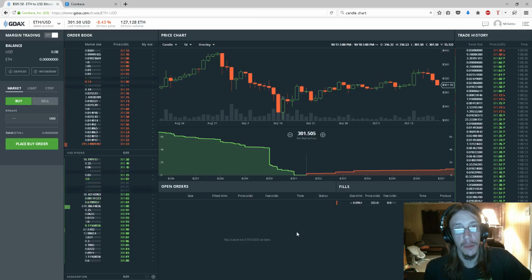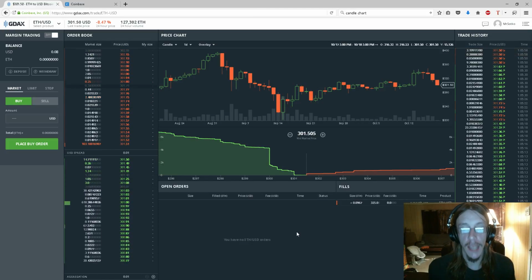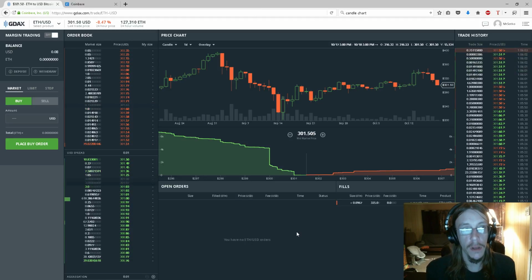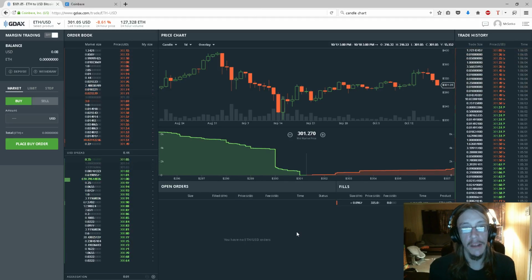Alright, ladies and gentlemen, MrSotko here, and welcome to How to Read a Candle Chart. So I've arbitrarily pulled up the Ethereum chart on GDAX as a reference.